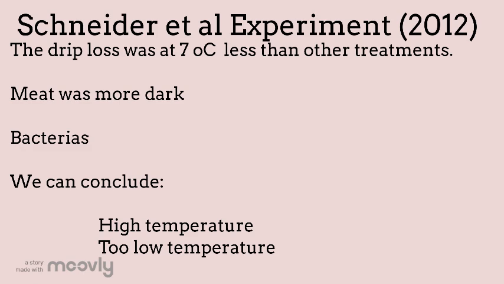In addition, in another experiment, the drip loss was less at 7 degrees compared to the other treatments. However, the meat was darker, which could respond to the presence of bacteria. Therefore, we can conclude that at a high temperature the animal may suffer heat stress and the meat will not have good characteristics. Also, if the temperature is too low, bacteria may be present, which is also negative.